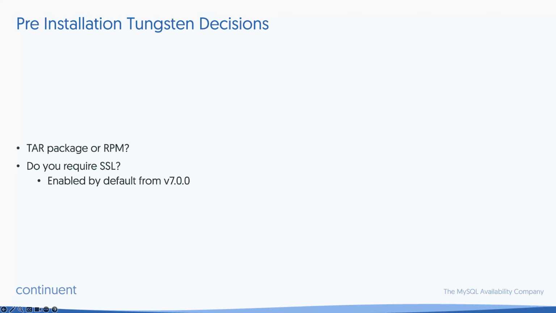Tungsten supports full SSL between all components, and from version 7 onwards, this is actually enabled by default. Using security is an advanced topic, and there are many options available to configuring it, from simply allowing the installation to do it all for you, or more advanced use of your own certificates and key stores. And we cover this in detail in the security training sessions.